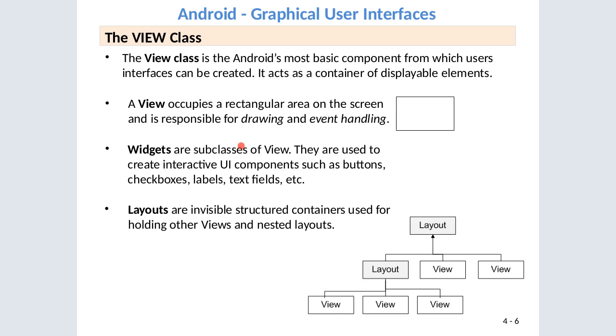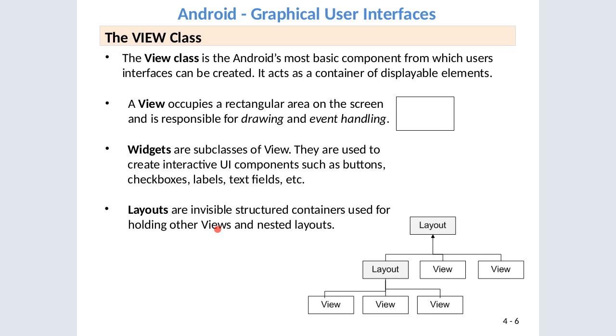So now we have the view class. The view class is the Android most basic component from which user interfaces can be created. A view will occupy an area on the screen and is responsible for drawing and event handling. Then widgets are subclasses of view, and they are used to create user interface components such as buttons, checkboxes, labels, text fields, and etc.